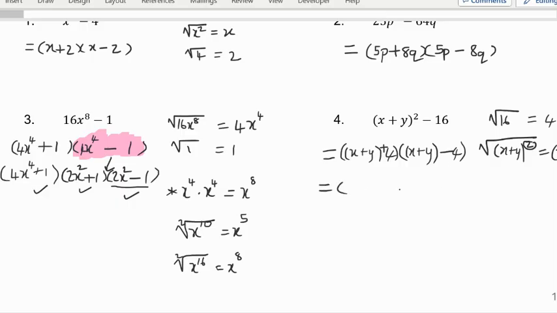So now let's just make it look a little bit better. Goodness. This would be x plus y. I can remove those brackets, plus 4. And this will be x plus y minus 4. And there it's fully factorized. We use DOTS, and the trick with this is just to spot that it is in fact two perfect squares. That gives it away, and you need to know that 16 is a perfect square. All right, let's see what's next.